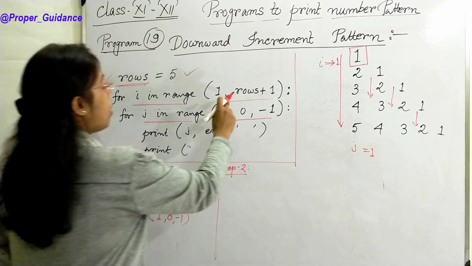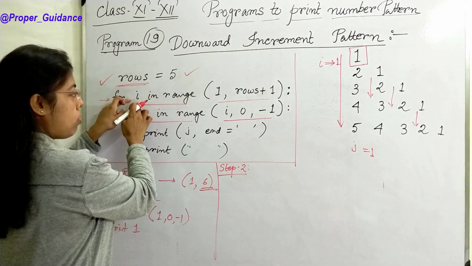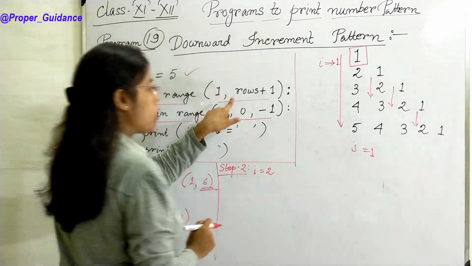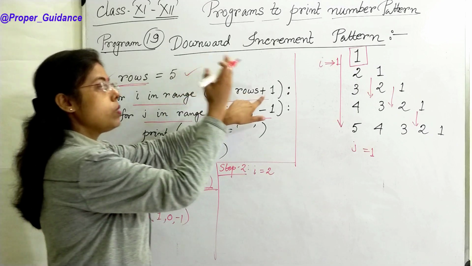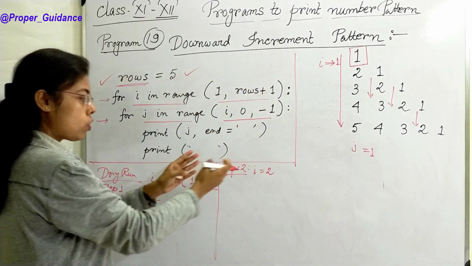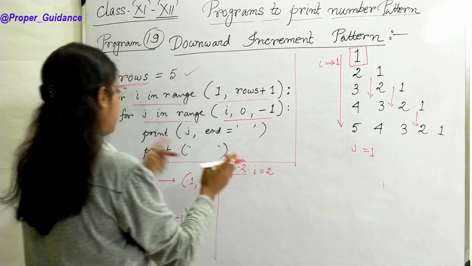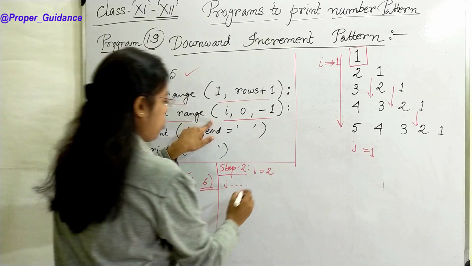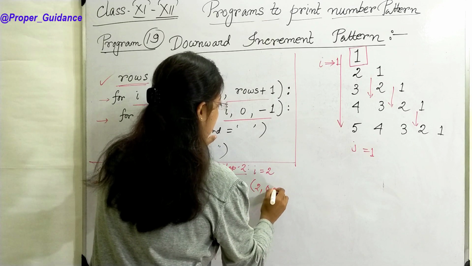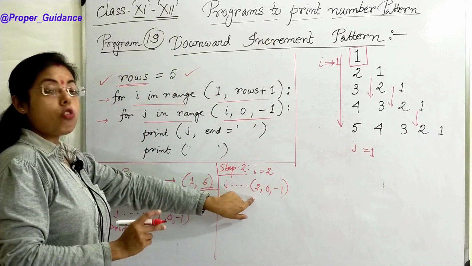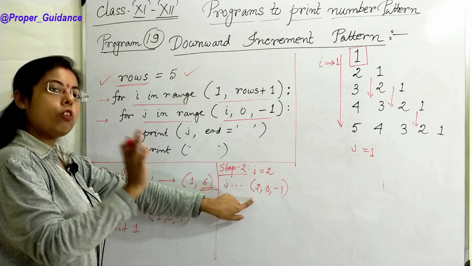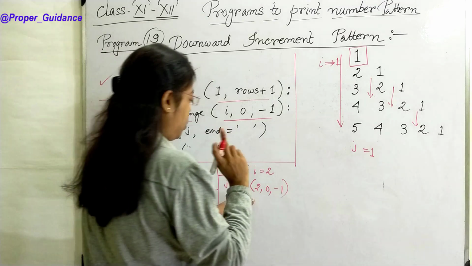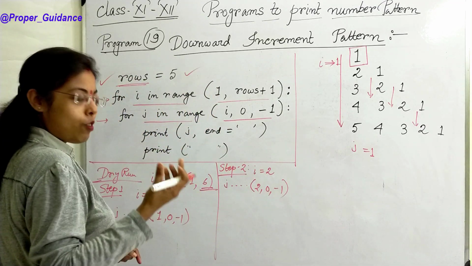Step 2: the first value of i is 1 and the second value will be 2, because the range is from 1 to 6, so the next value in step 2 is i equals 2. Then the range of j is 2, 0, minus 1. This is also a reverse loop. I have already discussed many programs on reverse loops. Please go through all those programs for a clear vision.